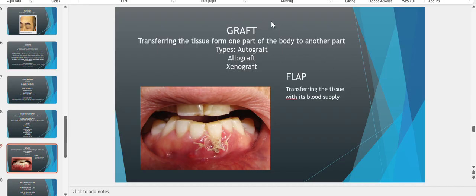To understand the graft, we should understand what a flap is. So there will be some connection, maintaining the blood supply. And a graft does not maintain the blood supply. That's only grafting, not anastomosis. Okay, there is no connection between the one part and the other part of the body. That is a graft. In a flap, there is a connection.